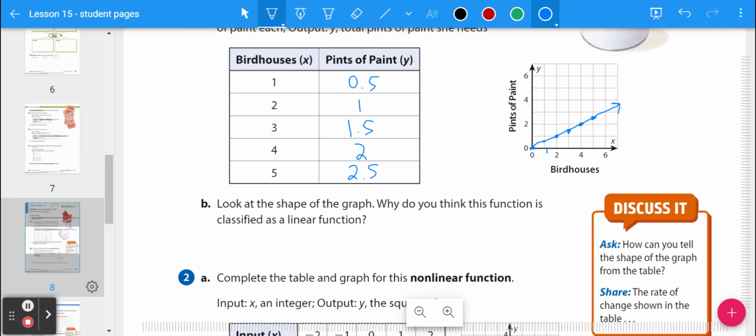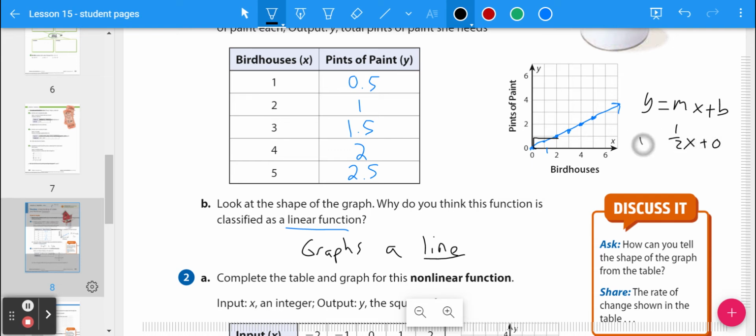So why do you think it's classified as a linear function? Well, we've kind of answered the question. It graphs a line. And we've actually talked about linear functions. Anytime you have a linear function, it's going to be in the form y equals mx plus b. So you can figure out the rise over run, up 1 and over 2, will be my slope. And my y-intercept is 0 because it goes through the 0. So there's my equation of this one as well.